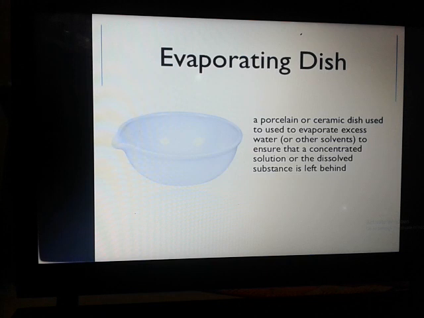So this evaporating dish evaporates the substances. This is made from glass, and sometimes from porcelain or ceramic. Okay, so it is written here, a porcelain or ceramic dish is used to evaporate the excess water or other solvents to ensure that a concentrated solution or the dissolved substances is left behind.